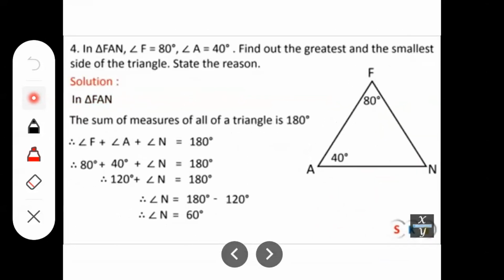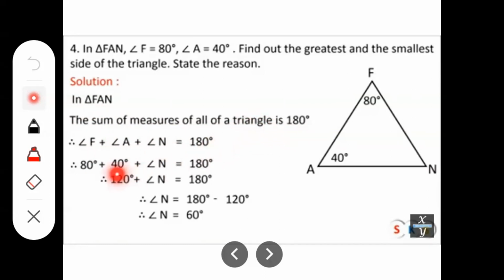So let's write the solution that is already written in the slide. See the steps here. In triangle FAN, the sum of the measures of all angles of a triangle is 180 degrees. You have to write the property here or after the equation, that is angle F plus angle A plus angle N equals 180 degrees. In front of this step you can write this property as a reason. You can write it either way.